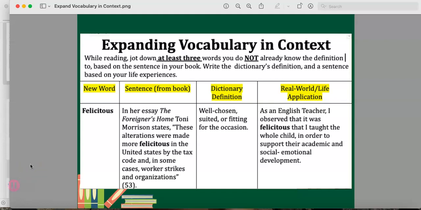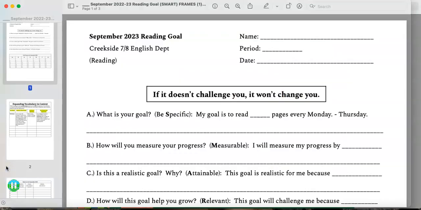My name is Nasira Waters, and I've worked in the education system for over 2 decades as an English teacher, literacy coach, and mentor. So, as I stated, we're going to focus on expanding vocabulary in context, and in order to do so, we need to look at reading.